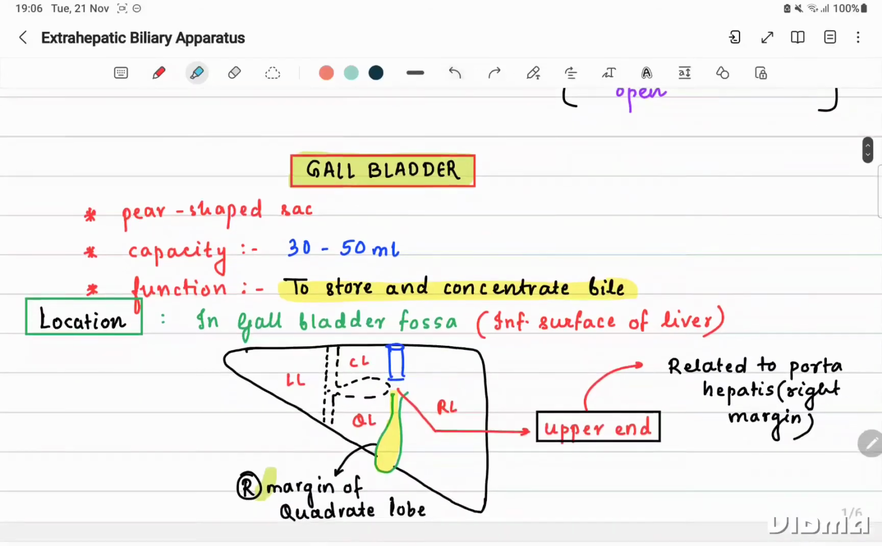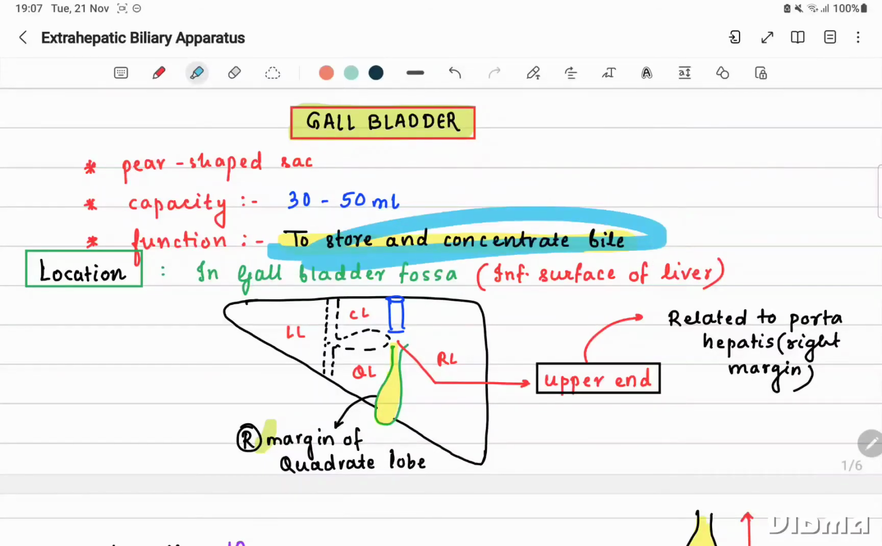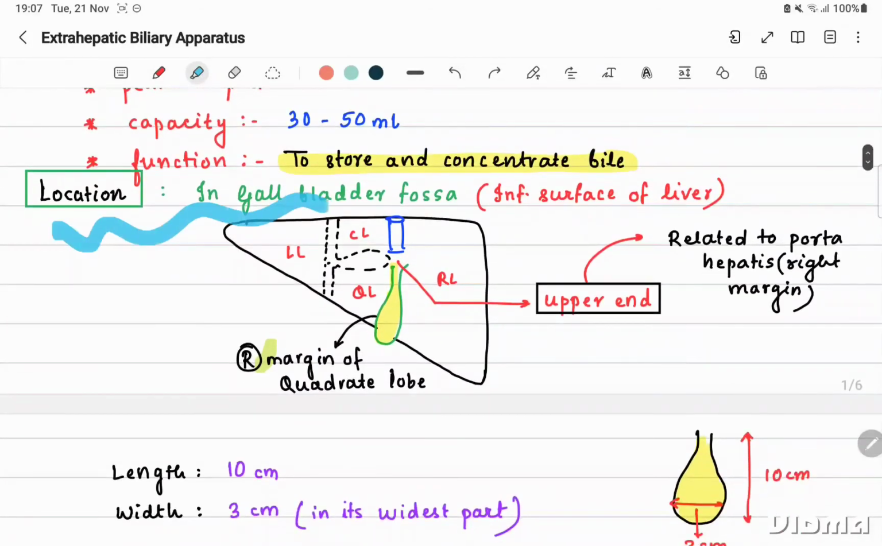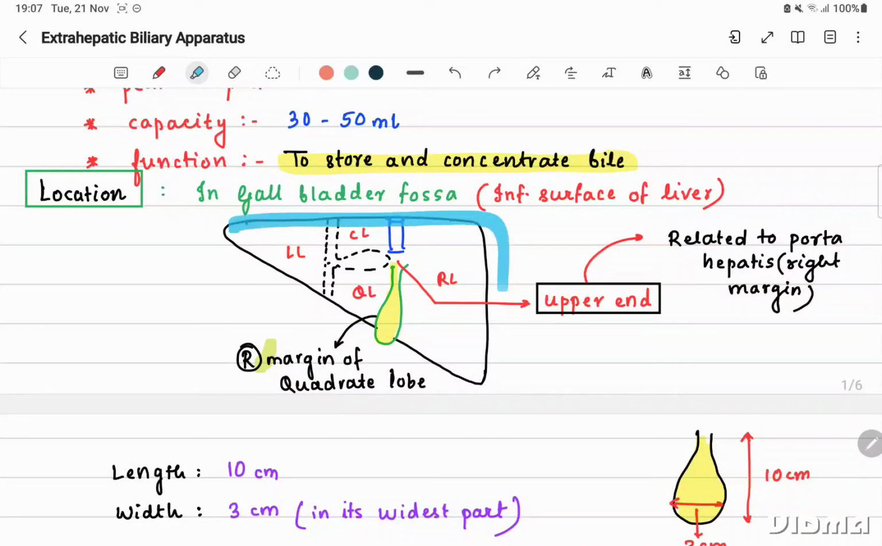Talk about the gallbladder. Gallbladder is a pear-shaped structure. Capacity is 30 to 50 ml. Function is to store and concentrate the bile. Location is in the gallbladder fossa, which is present on the inferior surface of the liver. Remember, we discussed the liver, and there is a fossa for your gallbladder.